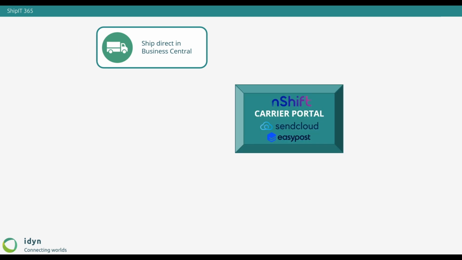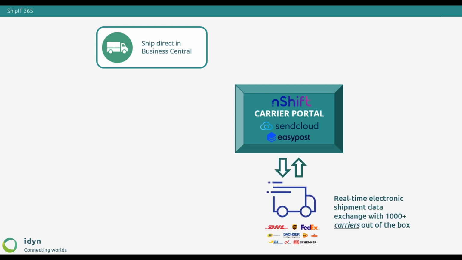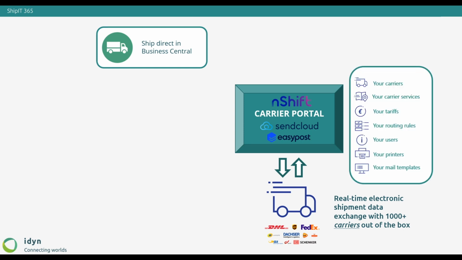We use 4 different types of carrier portals for this purpose. From those, you can choose one or more. We have the carrier portals of nShift, Sendcloud, and EasyPost available. These portals have a direct communication with the carriers. By now, these portals integrate with more than 1,000 carriers altogether.